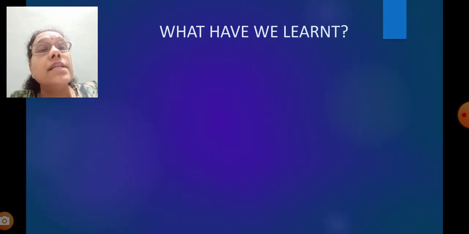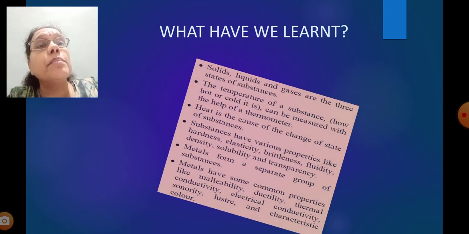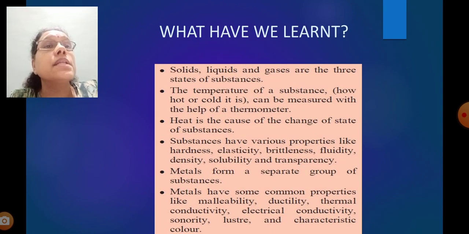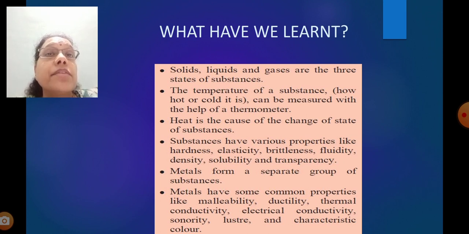What all have we learned in these part 1 and part 2 sessions? A summary of the things which we learned in this lesson. Solids, liquids and gases are the three states of substance. This we learned in the previous part, part 1. The temperature of a substance, how hot or cold it is, can be measured with the help of a thermometer. Heat is the cause of change of state of substance. These three points we learned in the first video.